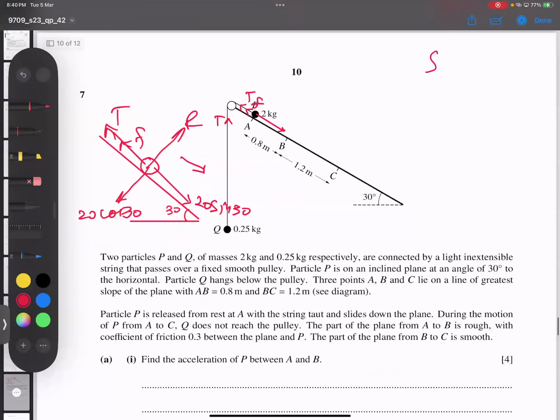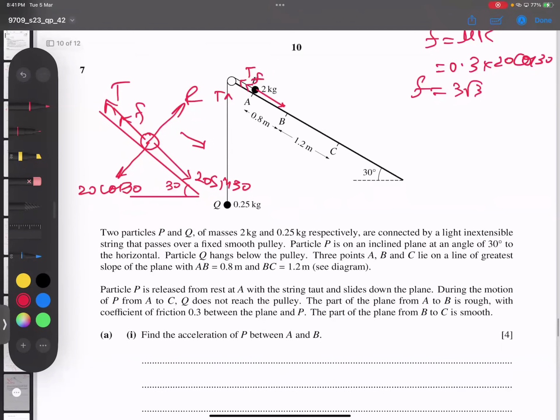And how to find the friction force? F is equal to mu R, and mu is given as 0.3. So 0.3, and R is actually 20 cos 30. Okay, so now I can type it. 0.3 into 20 times 2 cos 30. And the best idea is to give the exact answer of friction, 3√3. I believe up till here it is okay.